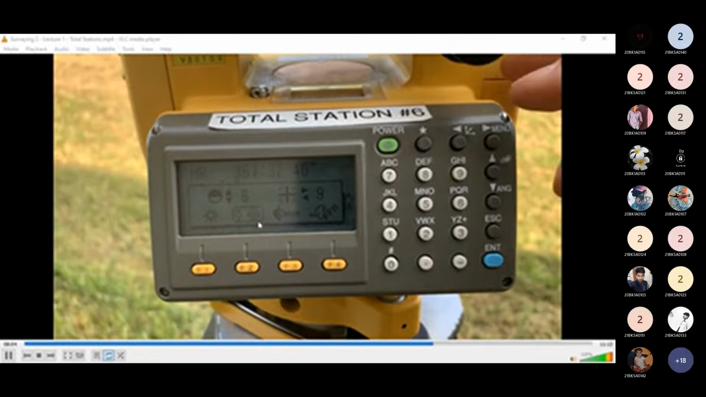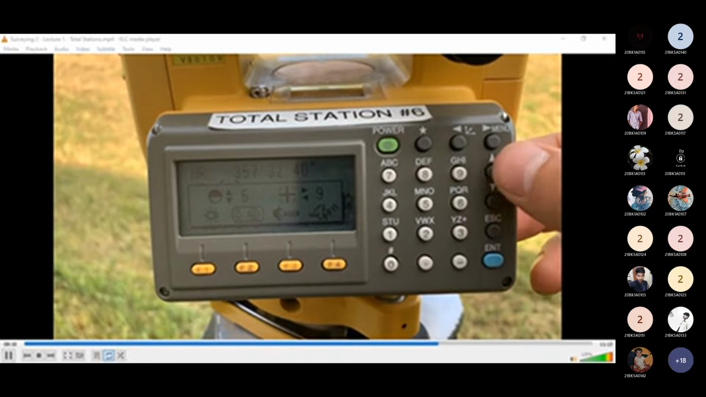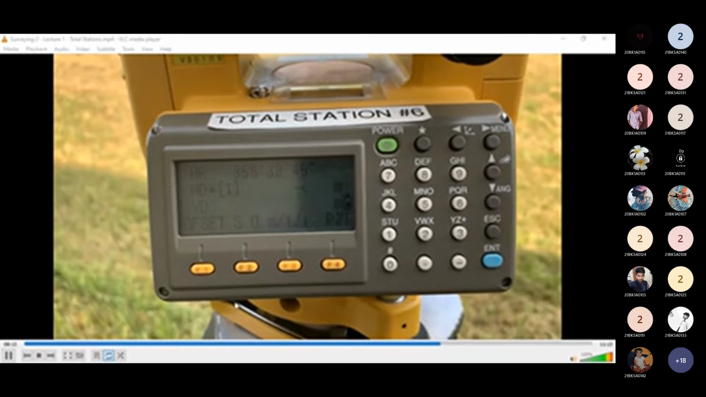And then often I find students get stuck in this star mode and don't know how to get out. If I push angle, nothing happens. Angle or distance, nothing happens. So we just want to hit our escape key to get out of that.